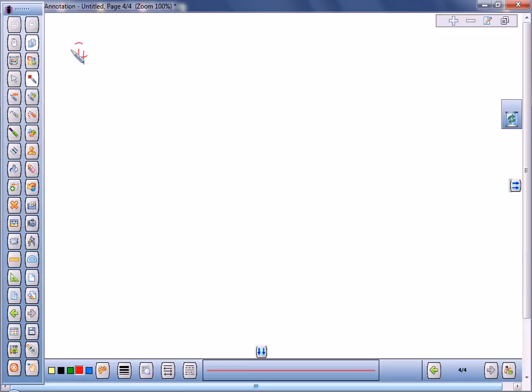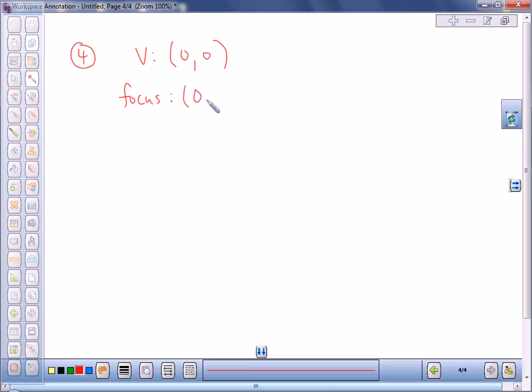Number 4. Our vertex is the point 0, 0. And our focus is the point 0, -0.25. Okay, so we're given some of the information, but not all of it. Let's sketch it and see what I think's going on here. Vertex here, focus is at 0, -0.25. So if the focus is here, it has to be opening down. So if the focus is down -0.25, then the directrix is up 0.25.